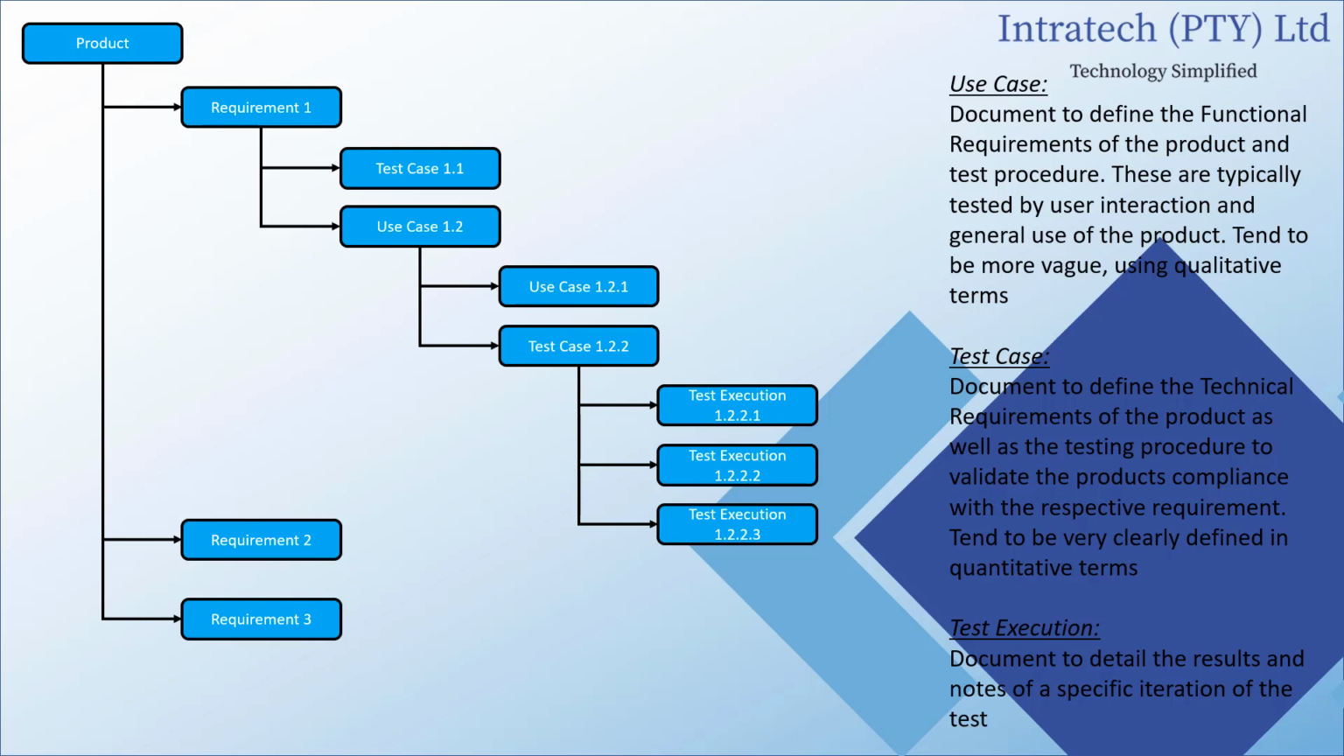For example, a laptop is to have a high-quality screen approved by the client. This qualitative requirement, high quality, can be simplified by including the technical requirements of a specific screen resolution and refresh rate. Lastly, the test executions record each iteration of a test and feed the results back up to the respective test or use case.